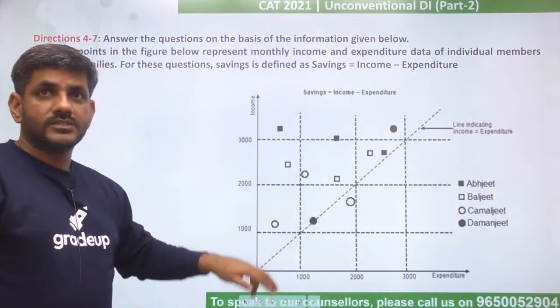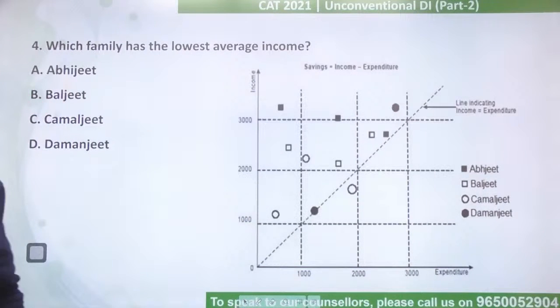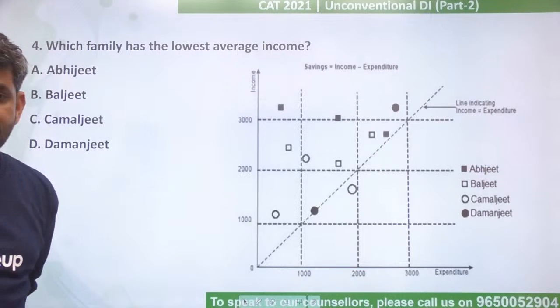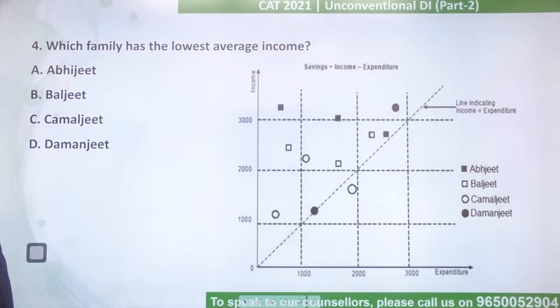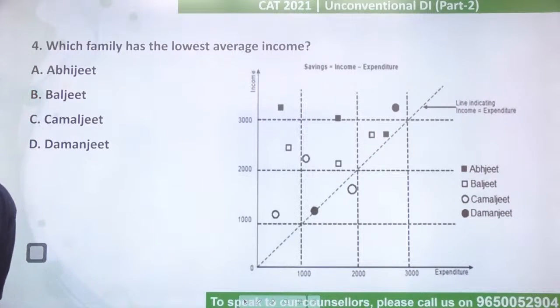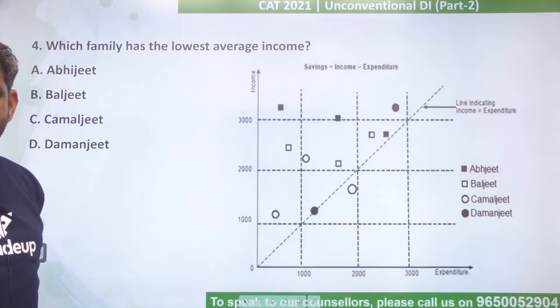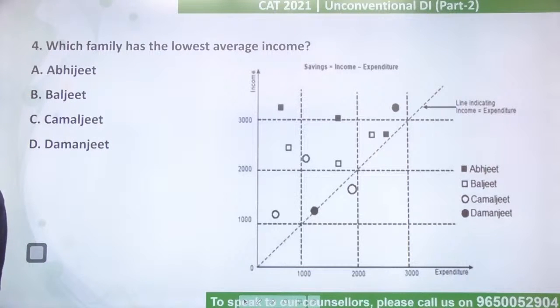So here is the first question. I am looking for the first right answer for this question. Which family has the lowest average income? Who answers it fastest? Let us see that. Which family has the lowest average income? Who answers it first? Let me see who answers it first.